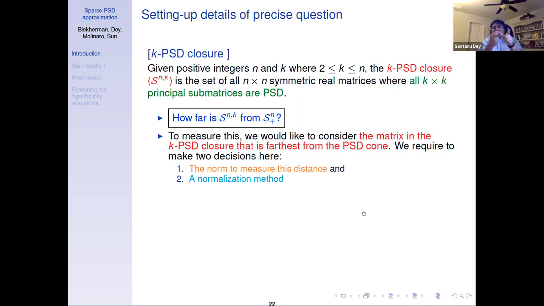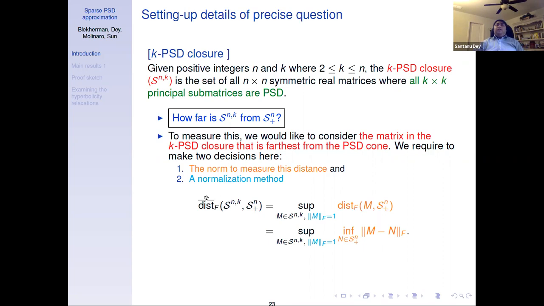in fact, because both of these objects, the PSD cone and S_n^k, are cones, I can just take this matrix and just scale it up. It will continue to remain in S_n^k, but its distance from the PSD cone will increase and go off to infinity. So I kind of have to normalize it, chop off the two cones at some height, make things bounded in order to make this comparison. And so formally, what I do is I define this distance notion, distance bar between S_n^k and S_n^+.